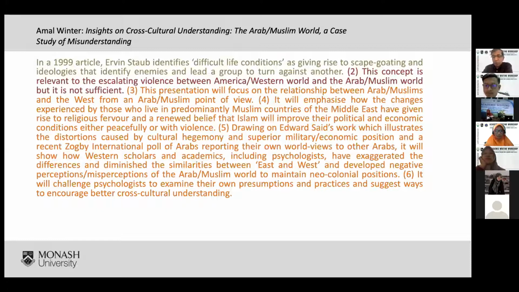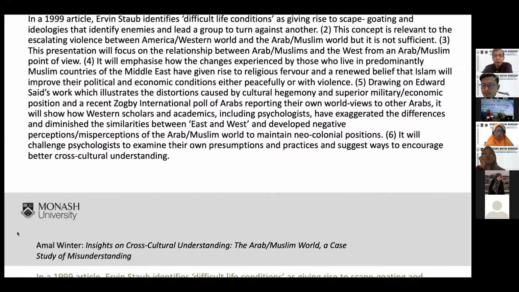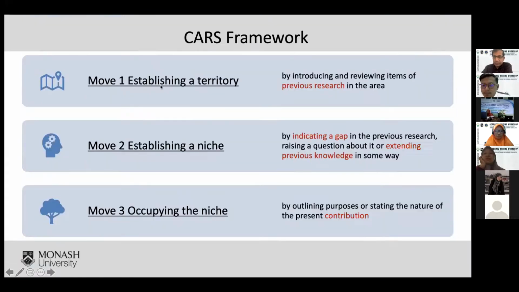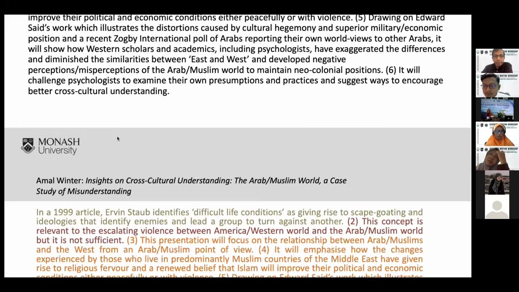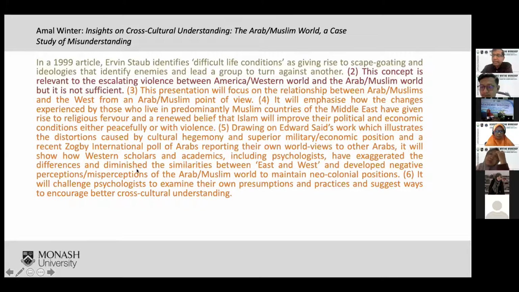Okay, so you should spend only 1 or 2 sentences for this, 1 or 2 sentences for this, and the rest of it would be occupying the niche. So that would include everything from contribution to implication and findings, because the contribution and implications are based on the findings, right? Okay, but usually people do it the other way around. So make sure proportionately move number 3 is more than half of the entire abstract.